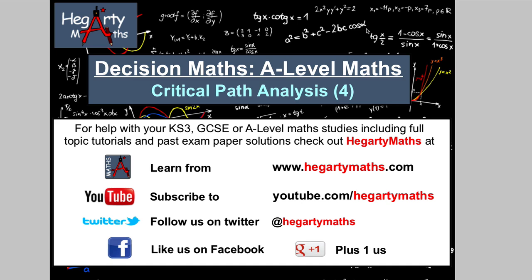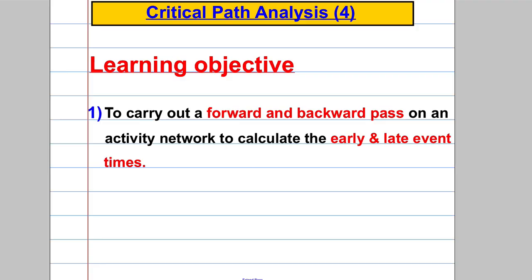It's Mr Hegarty here and it's a Decision Maths A-level video and we're talking about critical path analysis, the fourth video in that series. In this video I'd like us to be able to carry out what's called a forward and backward pass on an activity network to calculate the early and late event times, and I'll explain what those mean. So let's just review where we are at the moment.